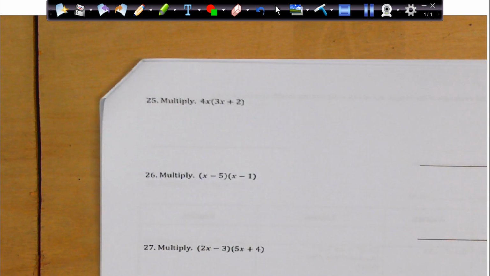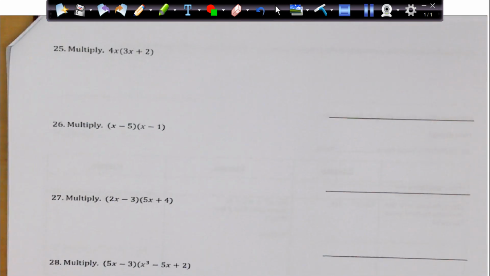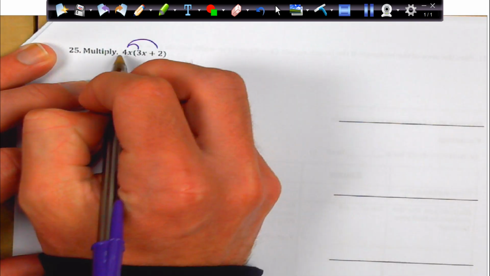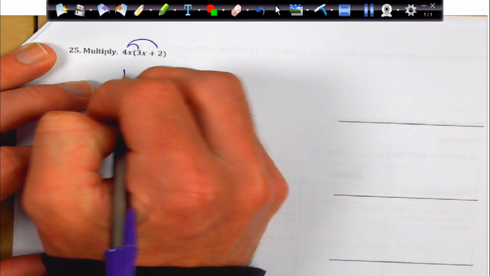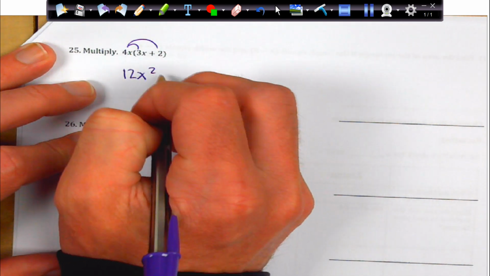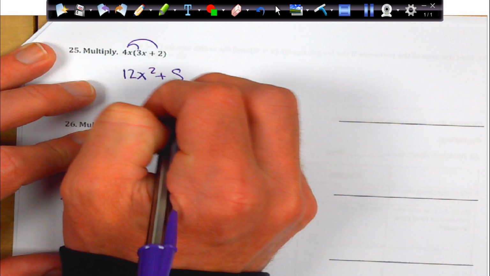All right, it looks like I'm going to be basically going through this page, and then we're going to be done for this part. So 4x, 3x plus 2. Now, I could write a box for this. I usually distribute these. 4x times 3x, 4 times 3 is 12, and x times x is x squared. 4x plus 2 is just going to be 4 times 2, which is 8. Throw in the x, and you're done.